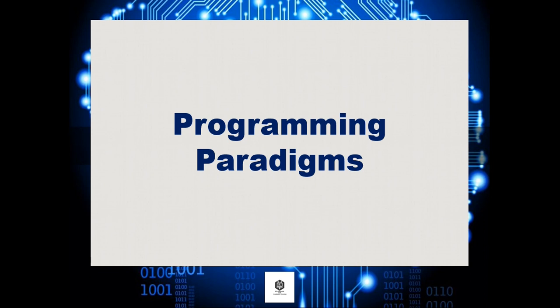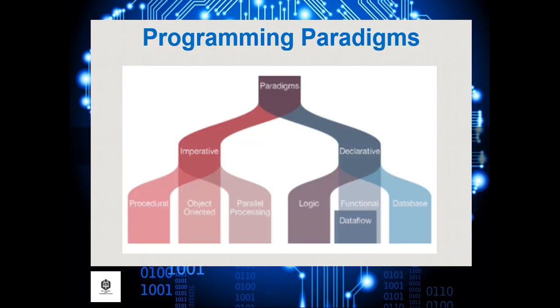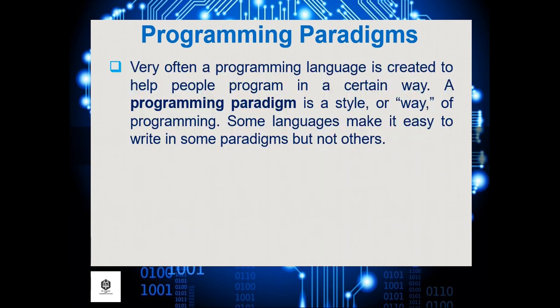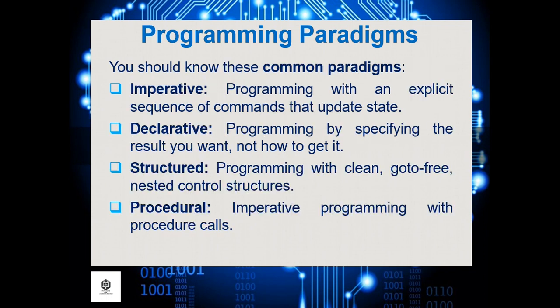So let's talk about the programming paradigms. The programming paradigms have imperative and declarative. Under the imperative are procedural, object-oriented, and parallel processing, while under declarative are logic, functional, data flow, and database. In programming paradigms, very often a programming language is created to help people program in a certain way. A programming paradigm is a style or way of programming. Some languages make it easy to write in some paradigms, but not others.